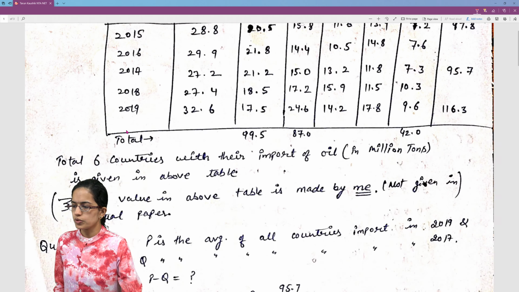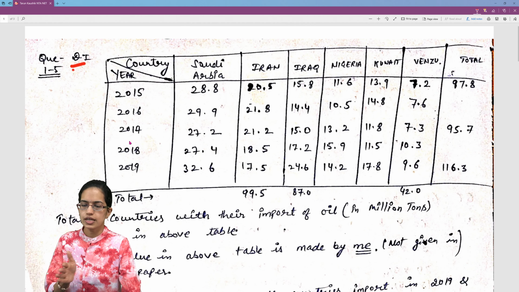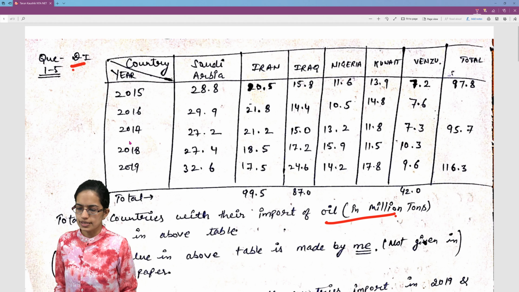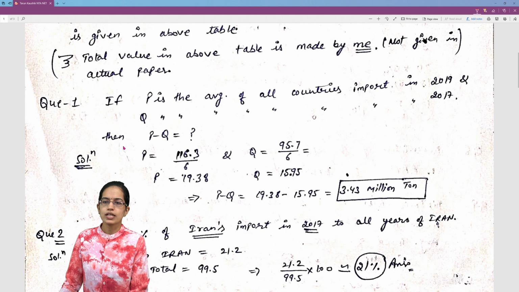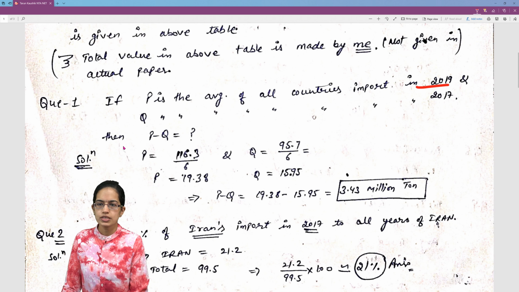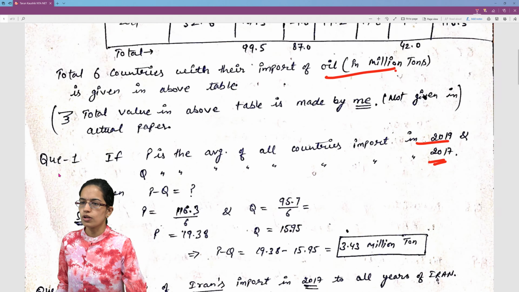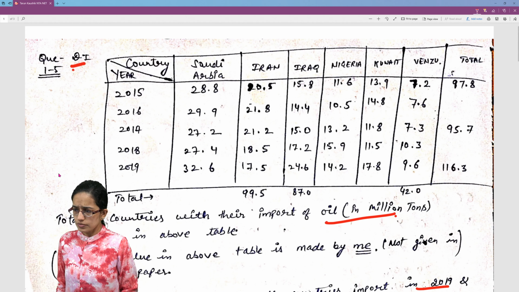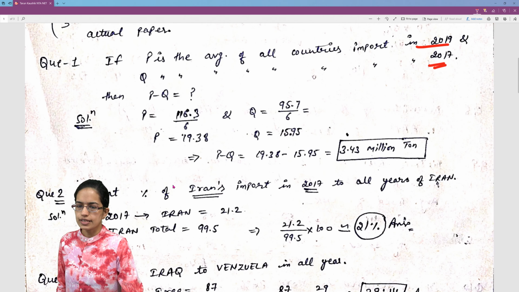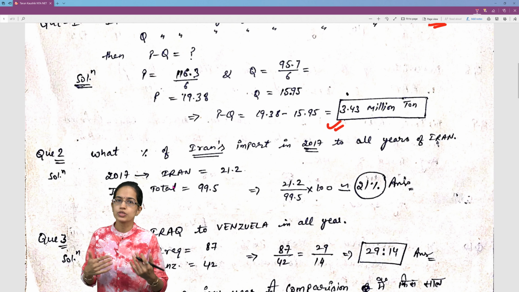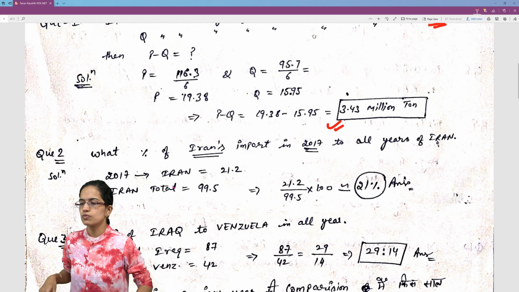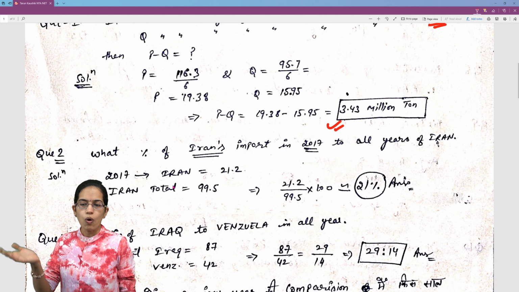Now there were various questions related to this data, which is the import of oil in million tons. For example, if P is the average of all countries' import in 2009 and Q is the average of all countries' import in 2017, then how would you solve it? So basically what you would do is calculate the values of imports for 2017 and 2009, take the average for those, and then take the difference. Then the next question was percentage of Iran's import to all the years of Iran.